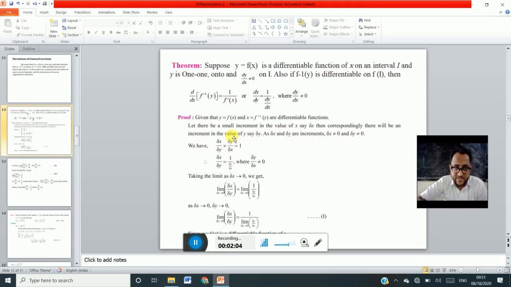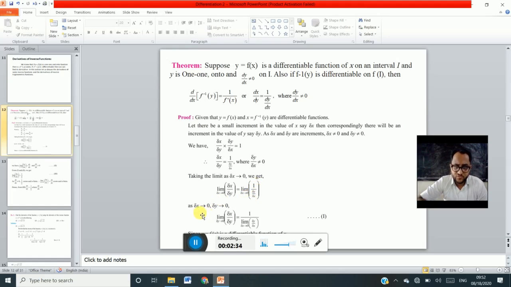So consider this fraction del x by del y into del y by del x. We know that del x cancels, del y cancels, we get 1. So del x by del y equals 1 upon del y by del x, where del y by del x not equal to 0. Now we get this equation, then taking limit as del x tends to 0 on both sides, what do we get? Limit del x tends to 0, del x by del y equals limit del x tends to 0, 1 upon del y by del x.